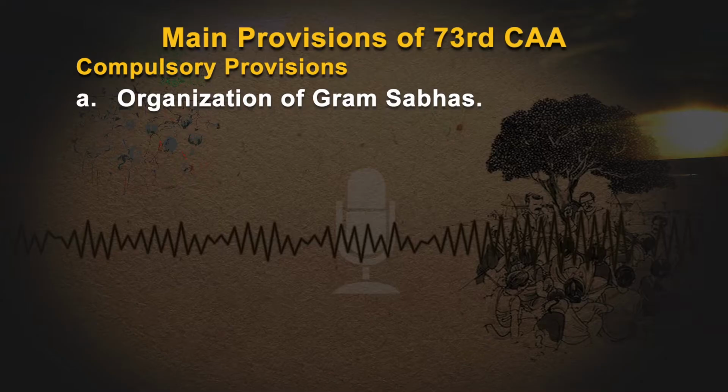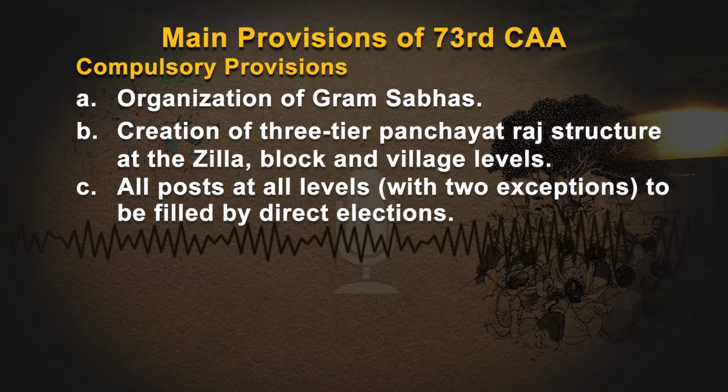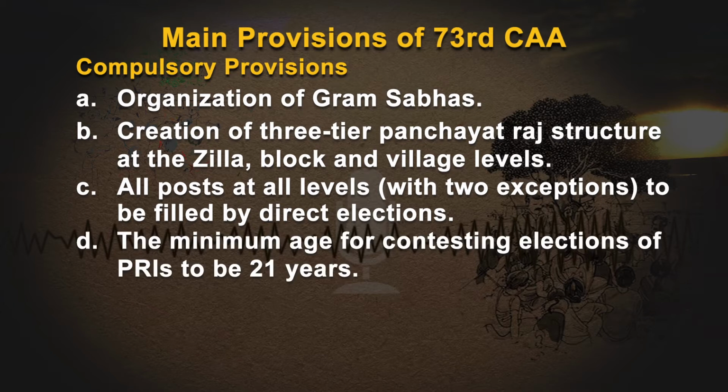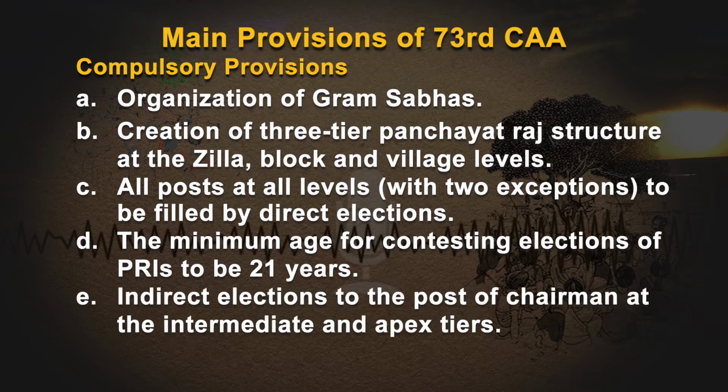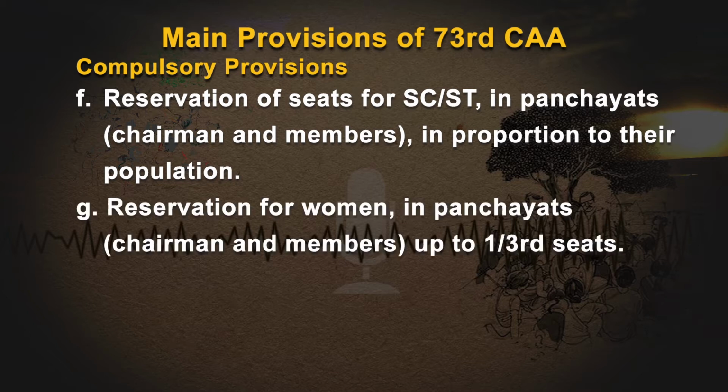Compulsory provisions. These are specifically provided for through the Constitution. They are organization of Gram Sabhas, and creation of a 3-tier Panchayati Raj structure at the Jilla, block and village levels. All posts at all levels, with 2 exceptions, to be filled by direct elections. The minimum age for contesting elections of PRIs to be 21 years. Indirect elections to the post of chairman at the intermediate and apex tiers. Reservation of seats for scheduled castes and scheduled tribes in panchayats, both chairman and members, in proportion to their population.